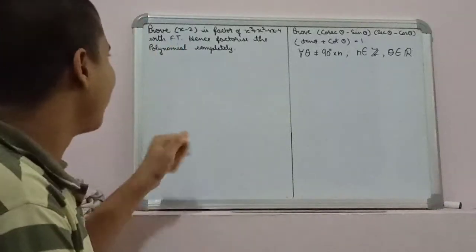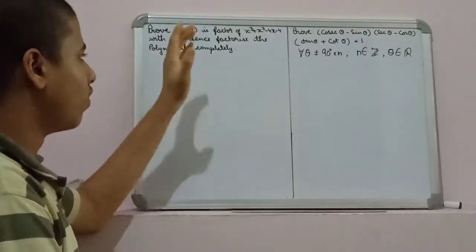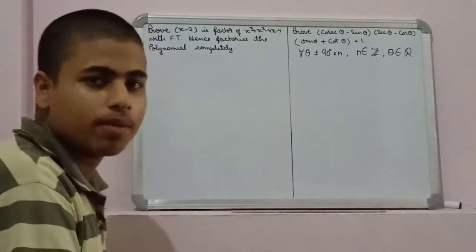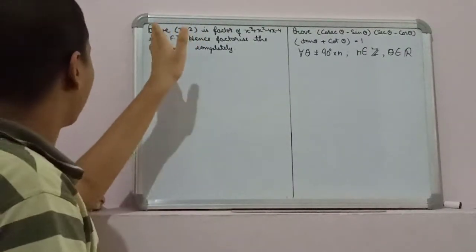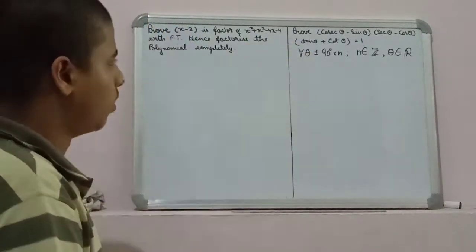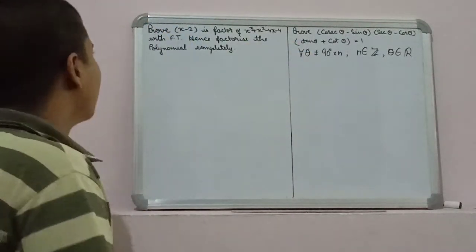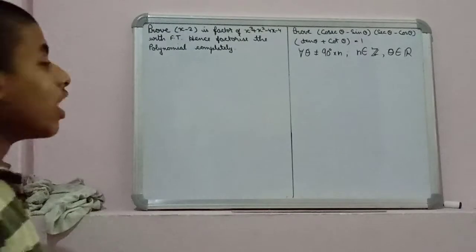Hello, today we are going to do two problems from the ICSE 2019 mathematics examination. These are question number 2A and question number 2B. So let's read the question without wasting any time.